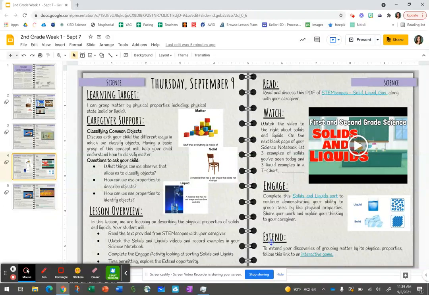Anything your student is asked to complete in their science notebook should occur on the next blank page that they have available in their dedicated science notebook. If students are able, we recommend adding a date or even part of the learning target to the top of the page to help organize the learning for future reference.